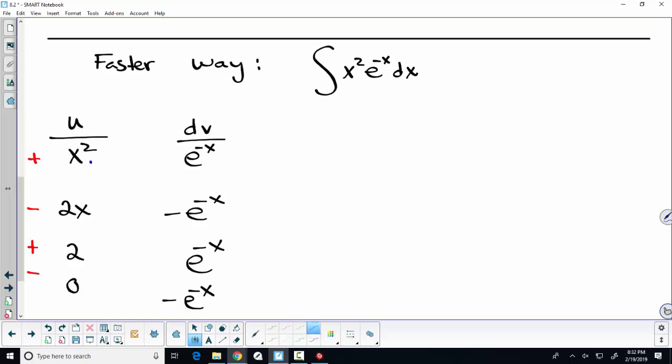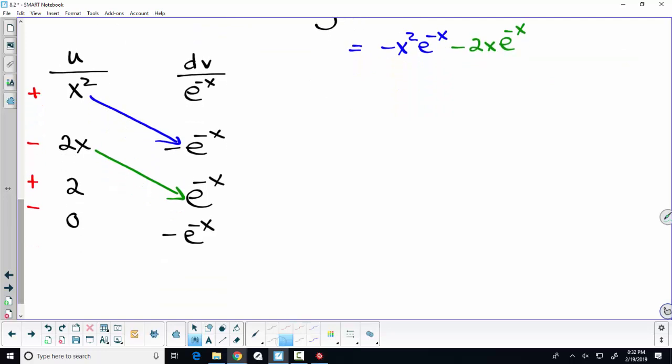So we have a positive x squared times a negative e to the negative x. Then we have a negative 2x times e to the negative x. And then finally, our 2 times negative e to the negative x. And since this was 0, there's nothing here that corresponds to 0. It's 0 times whatever, which is 0.